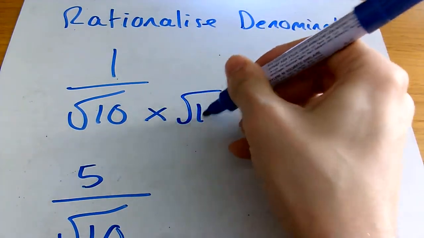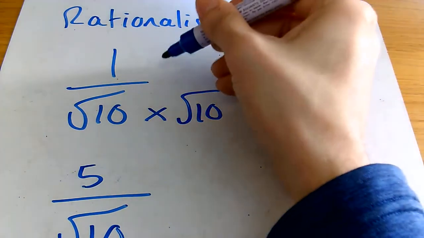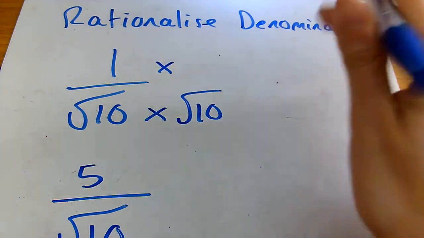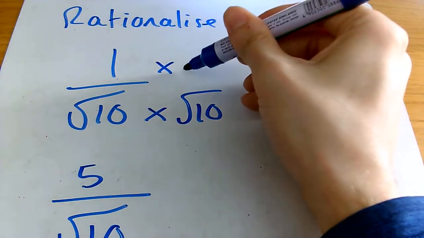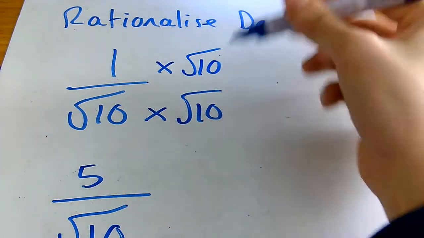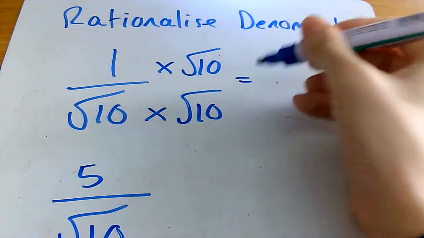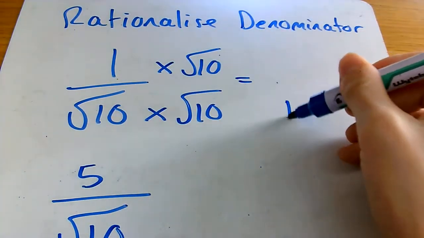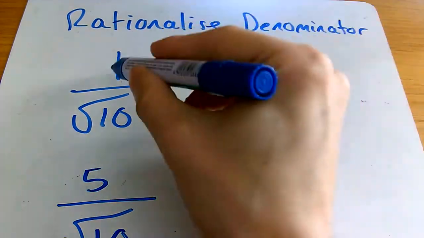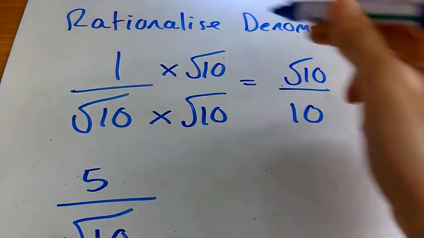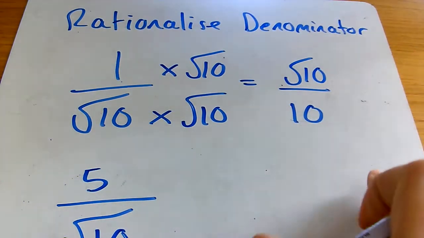So we're going to multiply by root 10, but we've got to do the top as well, otherwise we've just completely changed the value of the fraction, and we're not trying to do that, we're just trying to rearrange the way it's written. So we're going to do the same to the top and bottom, therefore it will be an equivalent fraction, but it's not going to have a surd on the bottom now, it's going to have a normal 10, and on the top, 1 times root 10 is just root 10. So that's the answer, it's a rationalised denominator.